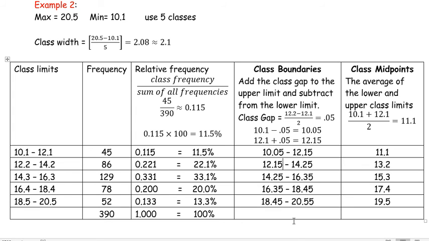We just are adding and subtracting the difference between those two limits divided by 2, and we're adding and subtracting that class gap. And then the midpoints are probably the easiest ones of the whole group, and we're just taking our lower class and our upper class values and finding the average. So 10.1 and 12.1 and divide by 2, and that gives you 11.1. So that's how to find those, especially when you don't have whole numbers. Sometimes it can be a little bit confusing.